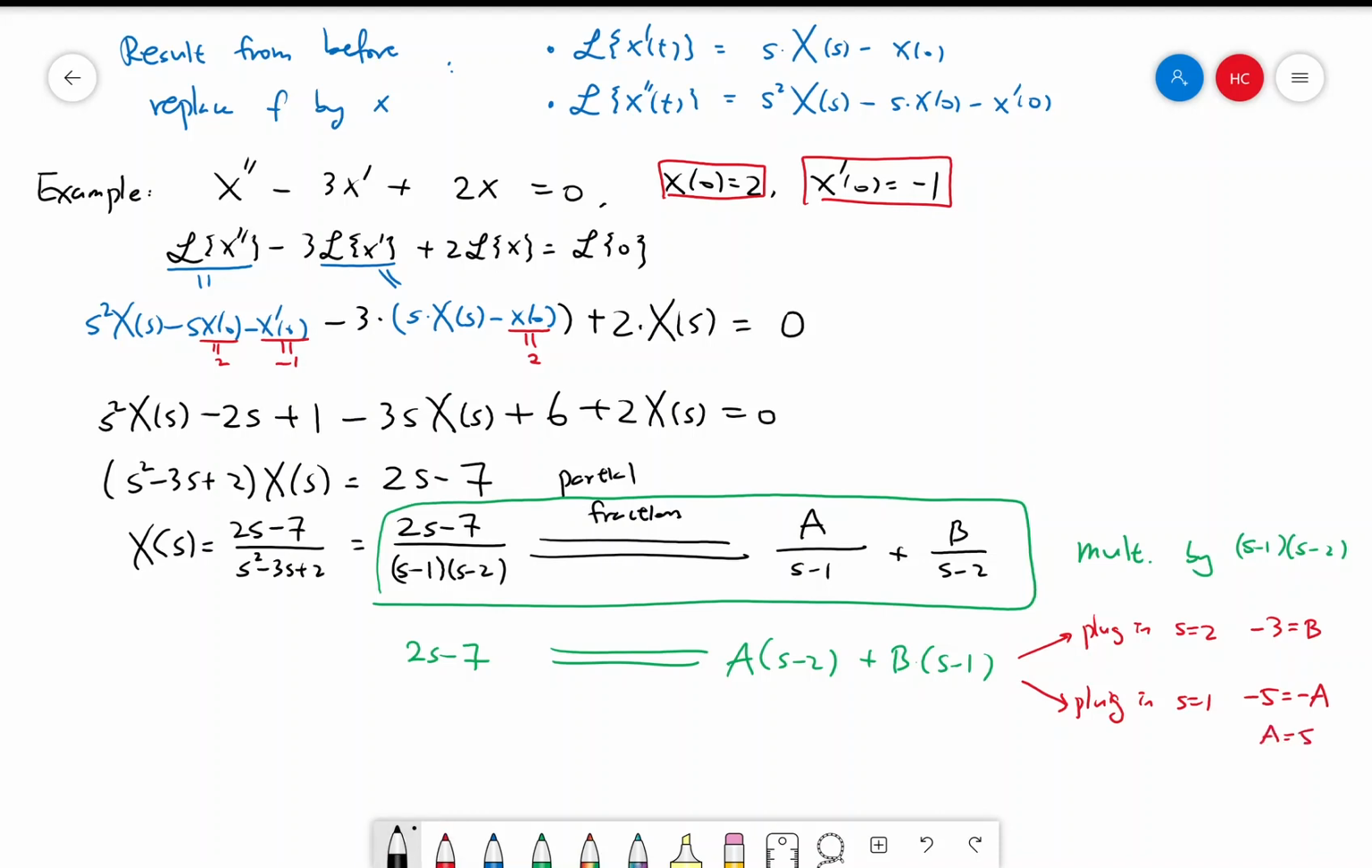So now we have X of s is equal to 5 over s minus 1 plus negative 3 over s minus 2. But this is the Laplace transform, so we can solve for our x of t. This is just the inverse Laplace transform of our function, or of capital X.